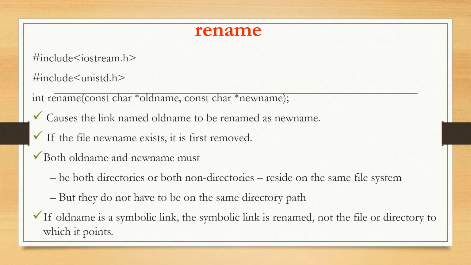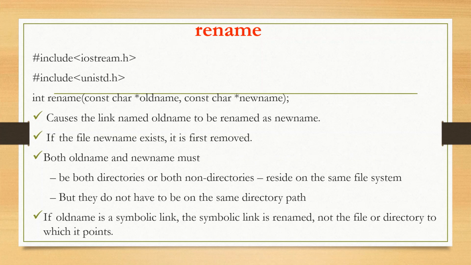We need to change the name of a file. For that we use the rename function. The return type is integer type. It contains two parameters: one is the character pointer old name, and one is the character pointer new name. The old name is removed and the new name is added to the existing link.